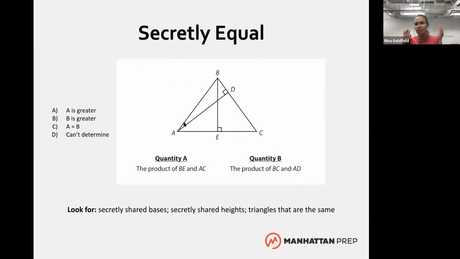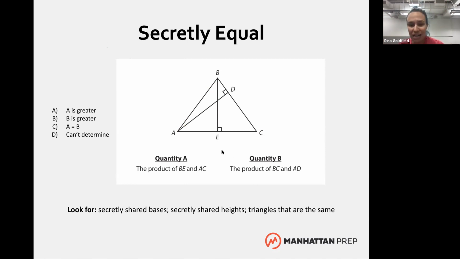So our product is going to be the same because the area of one triangle is always going to be its own area. It is going to be the same number because 1/2 times this base and this height is going to be the same as if I called the base and height something else because I flipped the triangle over, but it's still the same triangle. So secretly equal, we're looking for triangles. We're looking for shared bases when they're actually sharing a line, and shared heights.